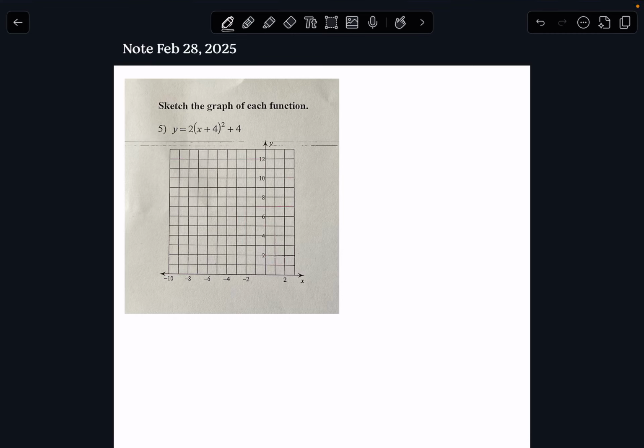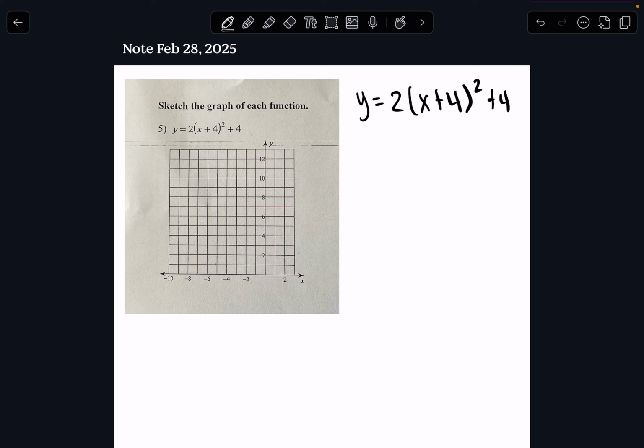I'm going to be showing you guys how to graph an equation in vertex form. So we've got a problem here to start with. We're sketching the graph of this function, and it's in vertex form. To start out, I'm going to write the equation over here on the side. We have y is equal to 2 times (x plus 4) squared plus 4.